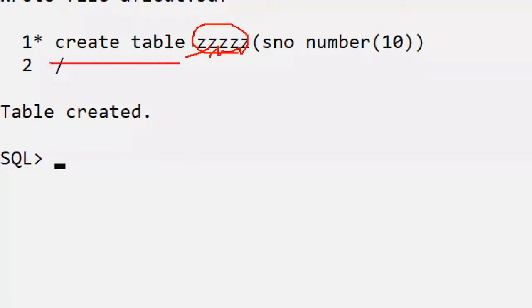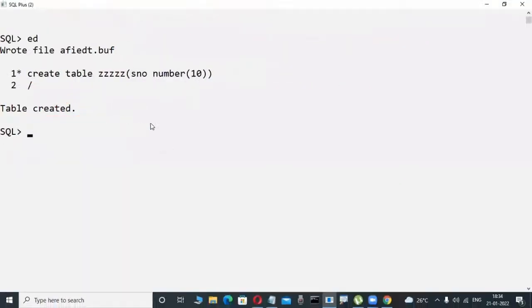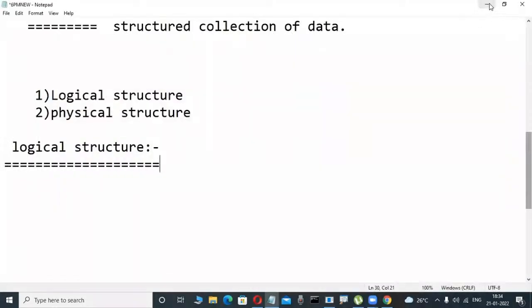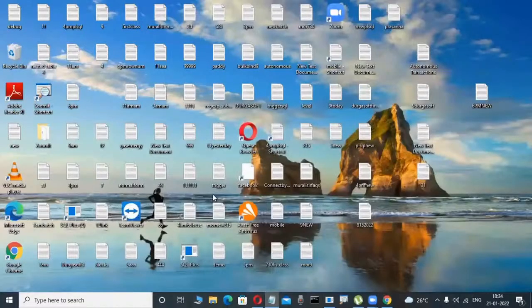The table I'm creating is only in my Oracle database, or SQL Server database, or MySQL database. Okay, the table is created. Slowly observe here. Now I'm interested to view whether this table is created or not in my operating system.